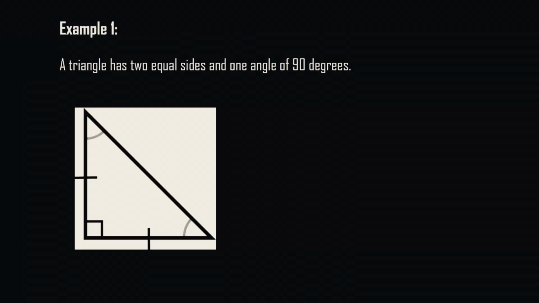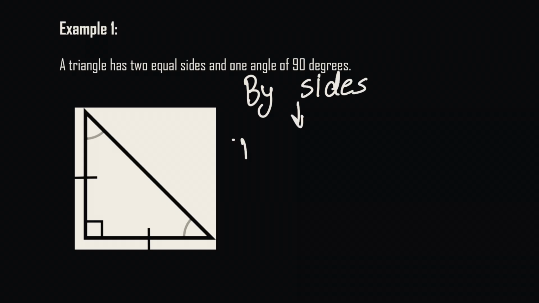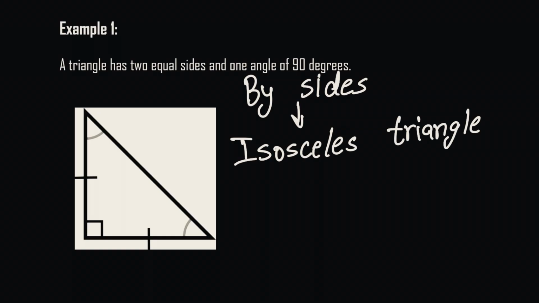Now let's combine everything with examples. In these examples, we have to tell what type of triangle it is by sides and by angles. So number 1, a triangle has 2 equal sides and one angle of 90 degrees. So by sides, we can tell that it is an isosceles triangle. And by angle, we can tell that it is a right triangle because it has a 90-degree angle.